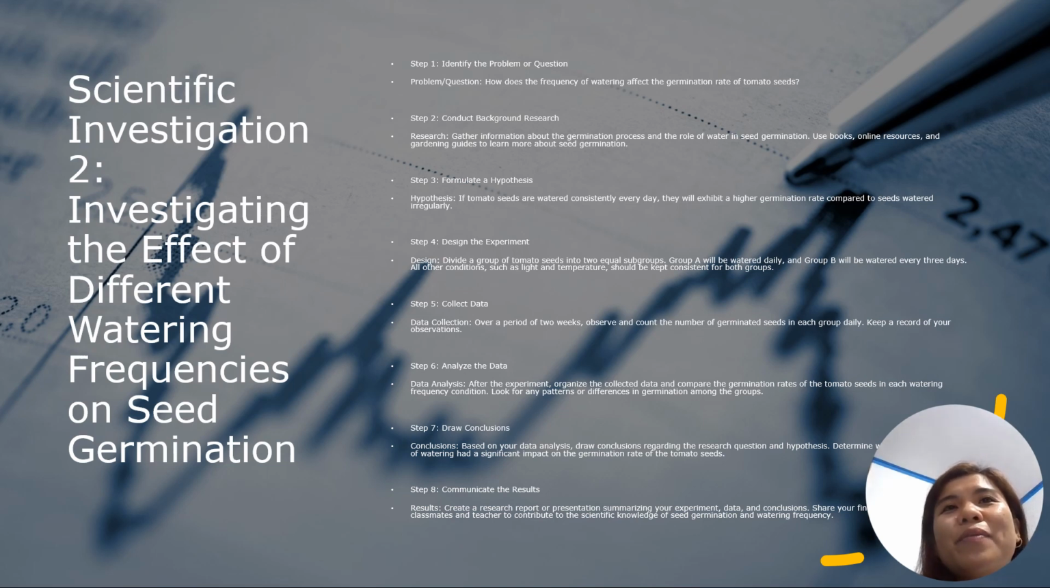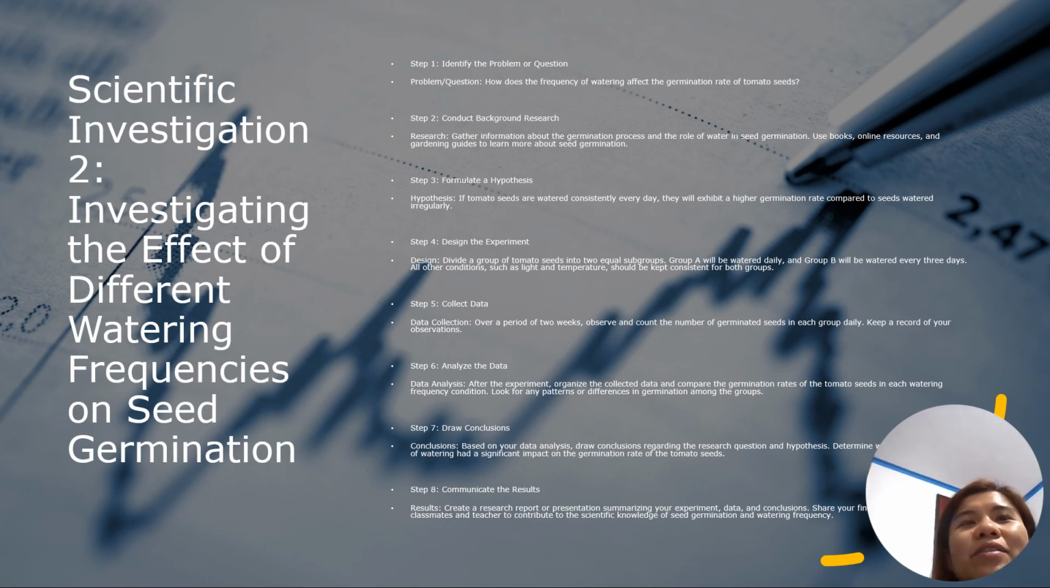For step 3, formulate a hypothesis. The hypothesis based on the title could be, if tomato seeds are watered consistently every day, they will exhibit a higher germination rate compared to seeds watered irregularly. When you say irregularly, it is watered today, tomorrow it is not watered, then the following day it's watered, the following day it's not watered. So that's an irregular way of watering the tomato seeds, for example.